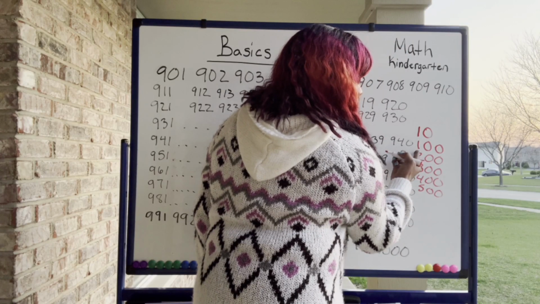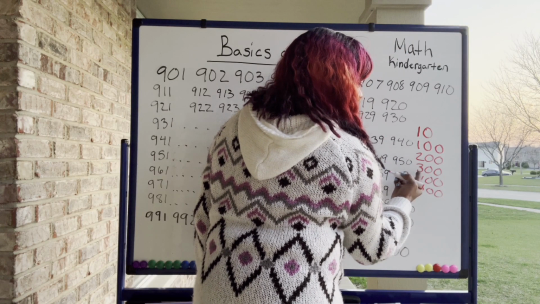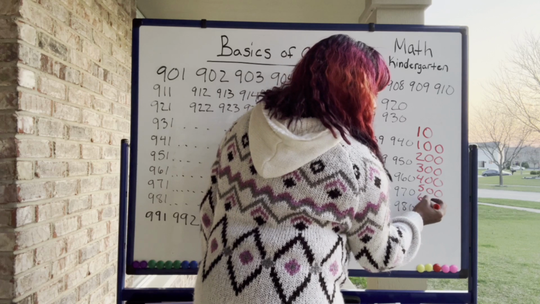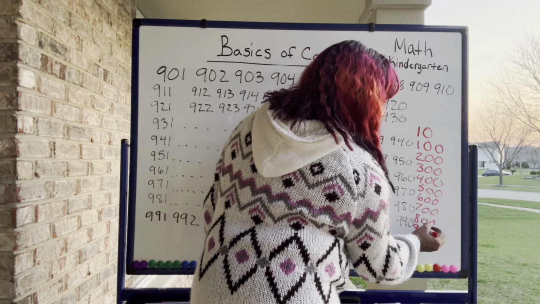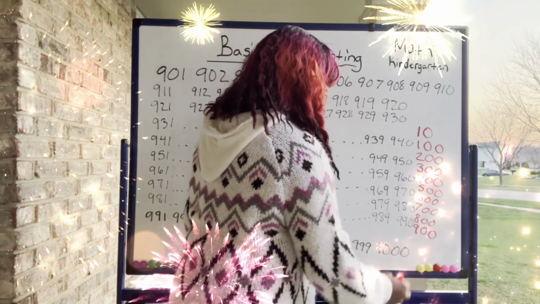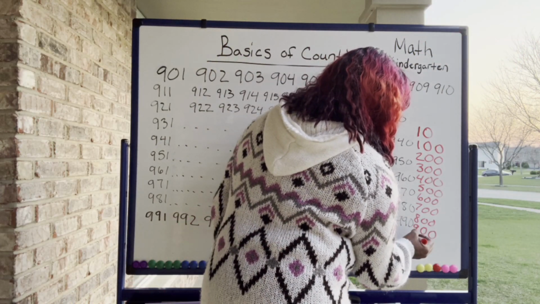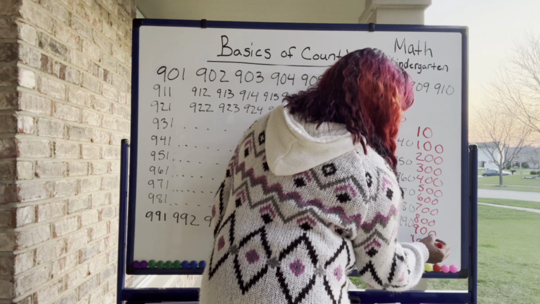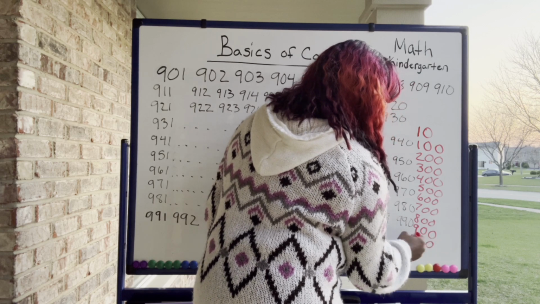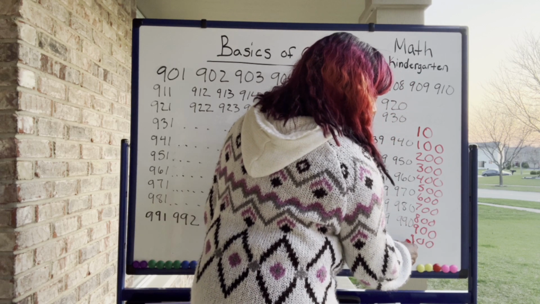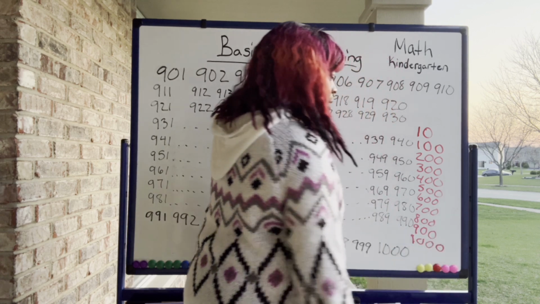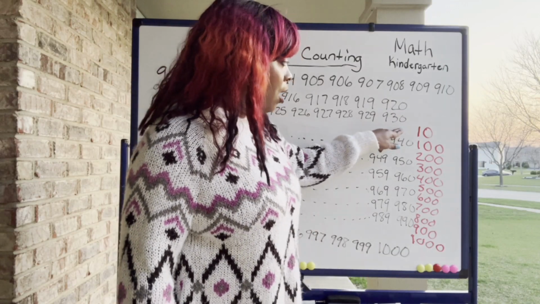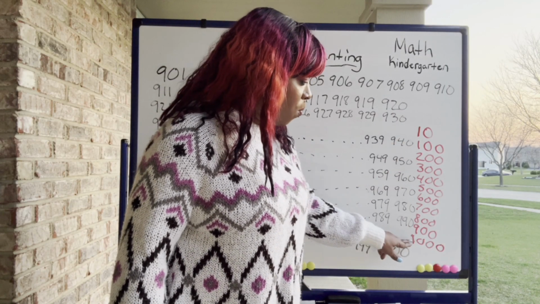So it's 10, 100, 200, 300, 400, 500, 600, 700, 800, 900, 1,000. So it's 1, 0, 0, because after 9 is 10, but we add a 0 for 100, and we add an extra 0 to make it what we call 1,000. So it's 10, 100, 1,000.